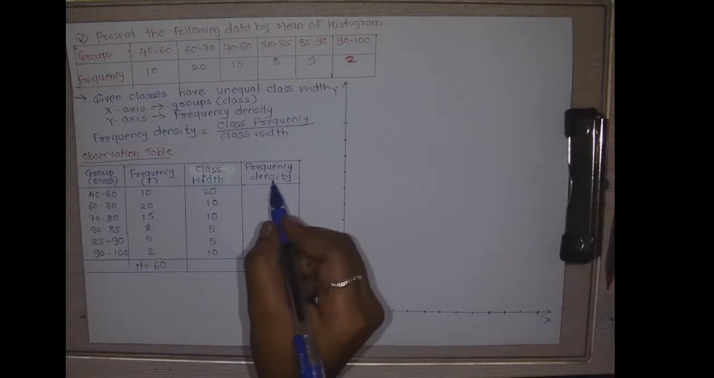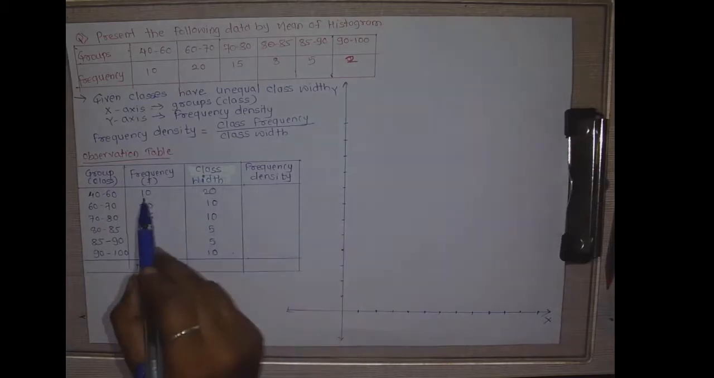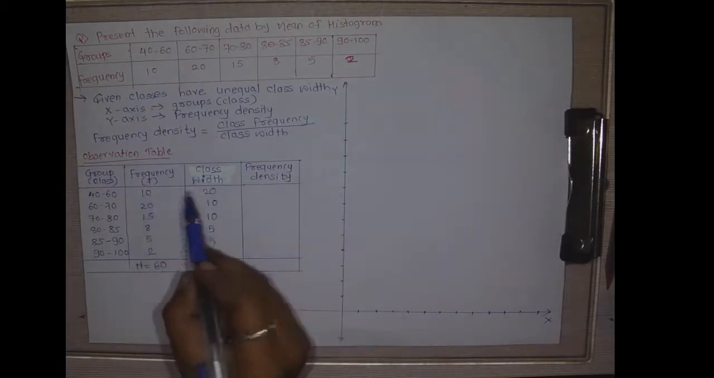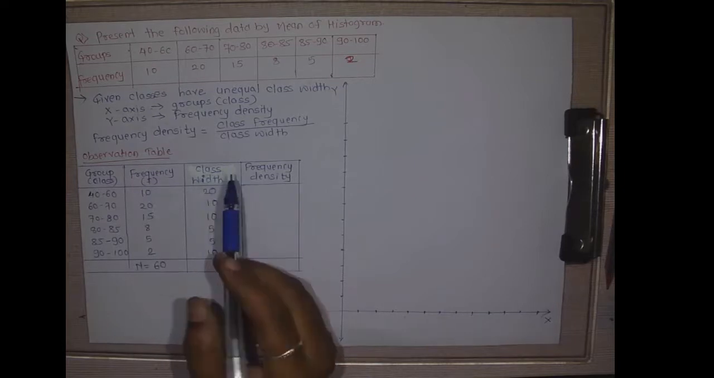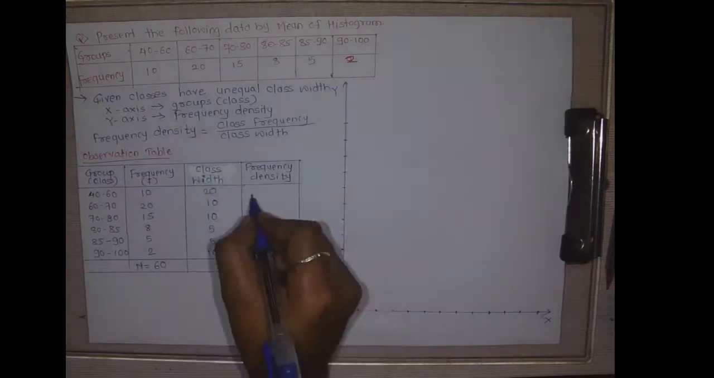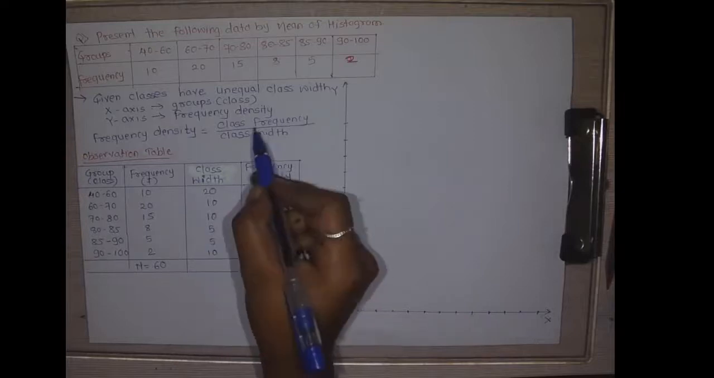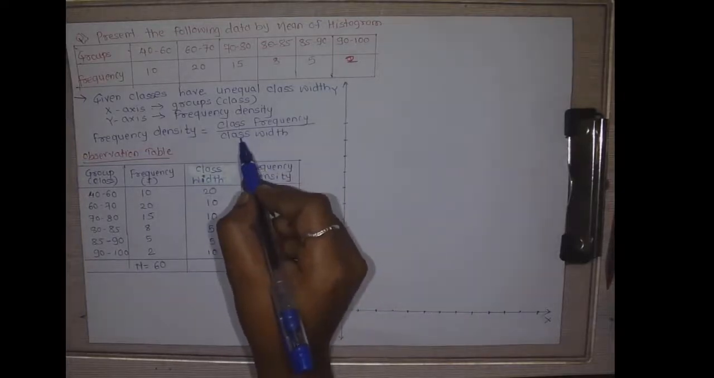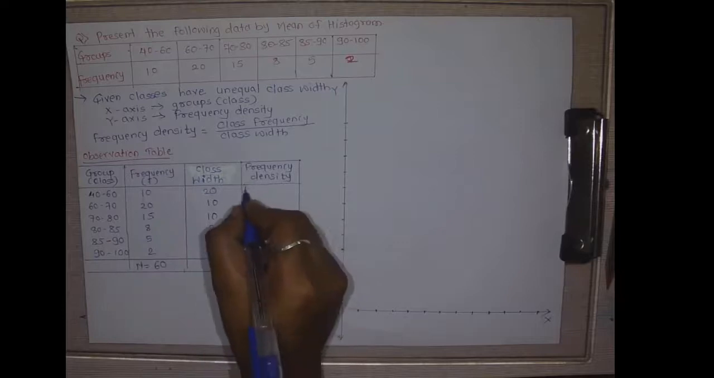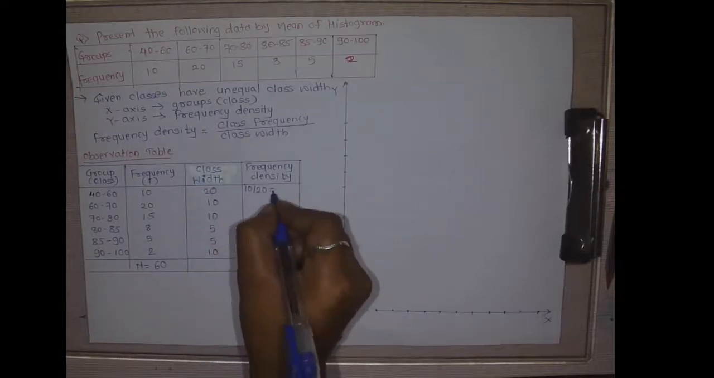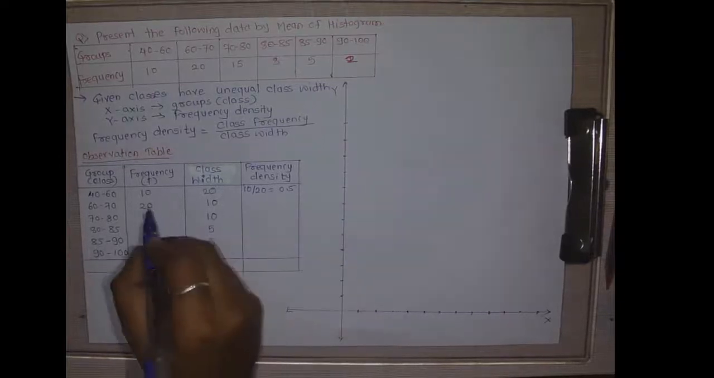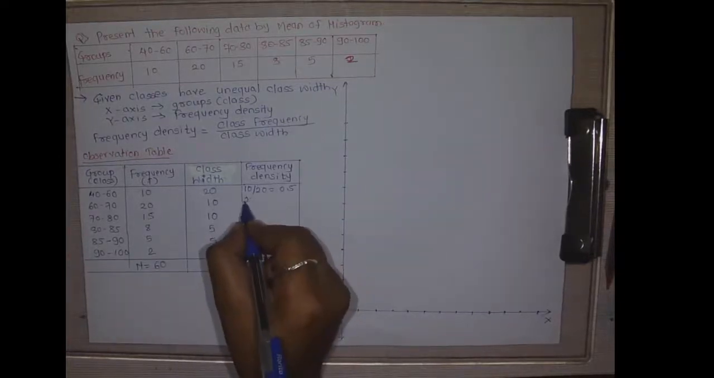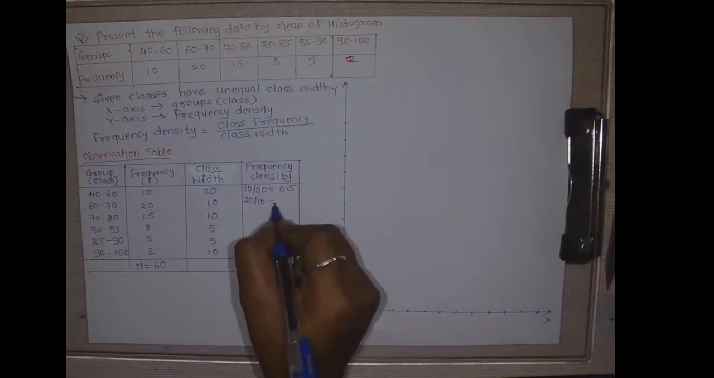For calculation of frequency density we need the class frequency, which is given, and the class width, that we have calculated. The formula is class frequency divided by class width. Class frequency 10 divided by 20, which is 0.5. Next, 20 divided by 10, which is 2.